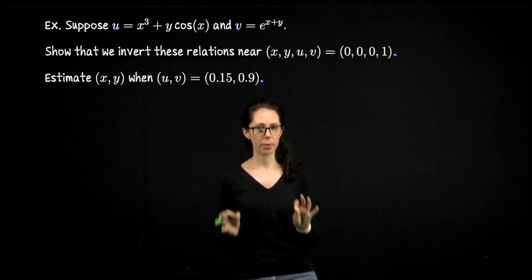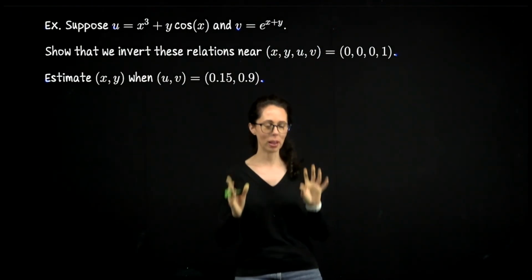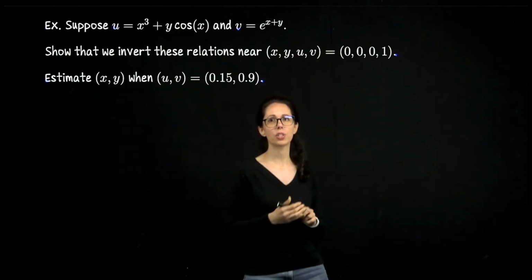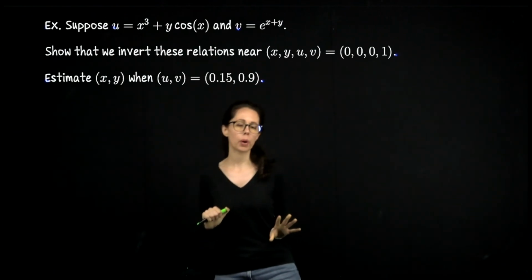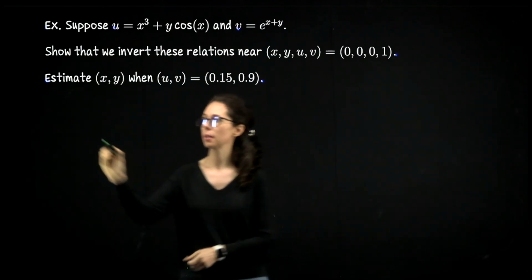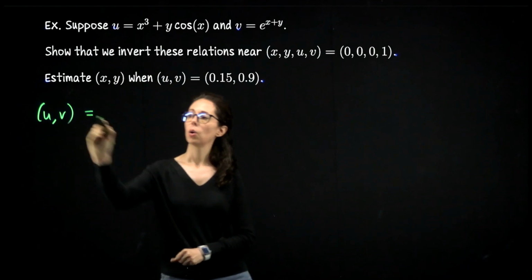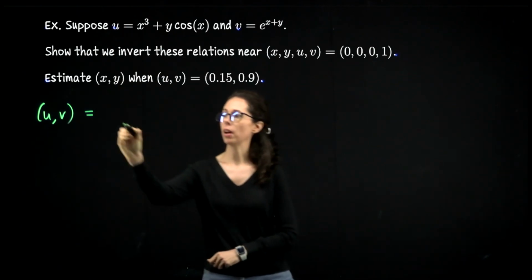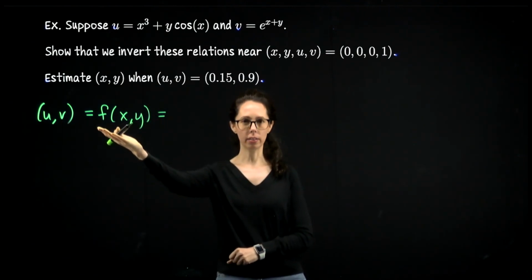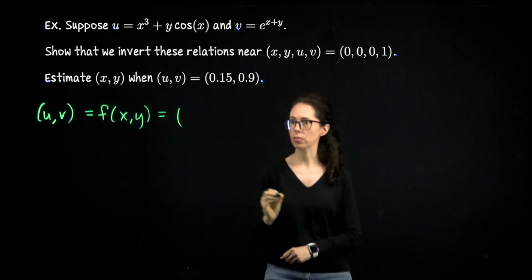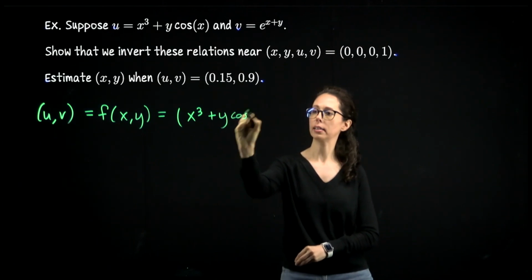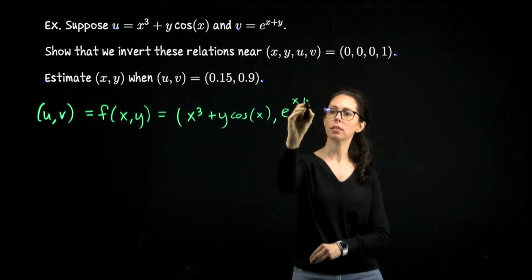I wanted you to do this step first because, if you're going to apply the inverse function theorem, you want to at least recognize the function that you're trying to invert. I did the work for you on the last example where we looked at polar coordinates. So I said x and y equals f of r and theta, and then I described what f was. Here, we are saying that u and v can be thought of as functions of x and y. So that's the correct style function that we're looking for. And then we actually have what that function is. Its coordinate functions are x cubed plus y cosine x and e to the x plus y.